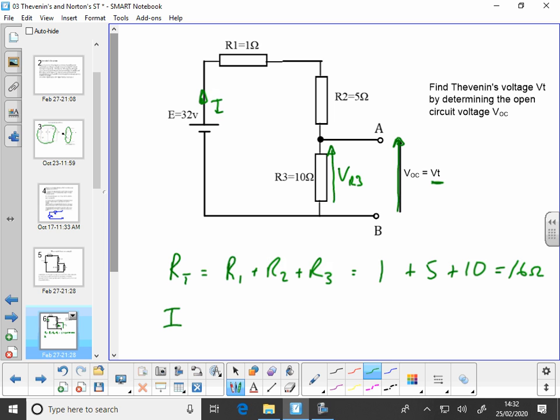So I, which is 32 over 16 equals 2 amps.